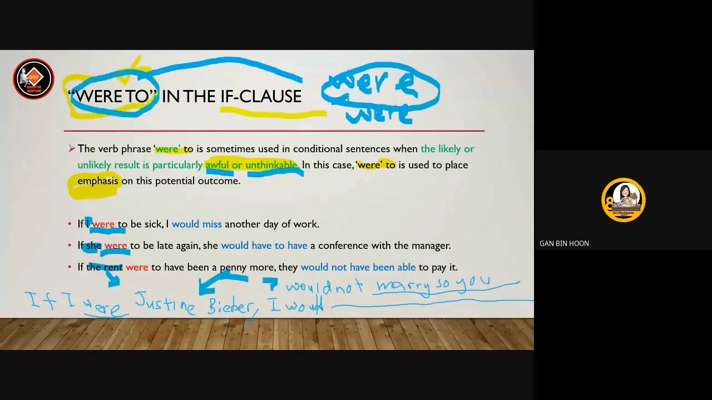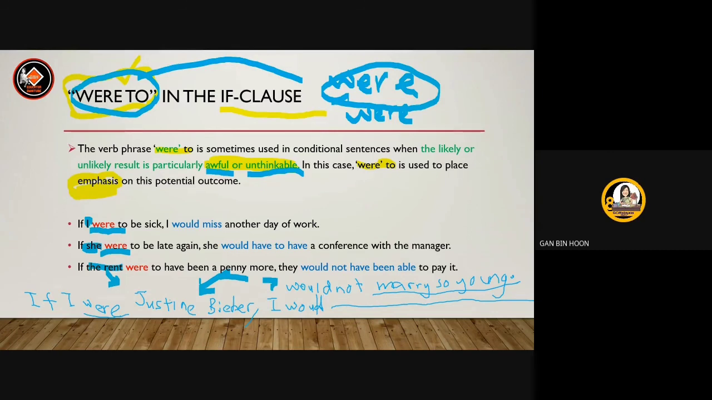Okay, bermaksudnya kalau saya Justin Bieber, saya tak mungkin kahwin awal. Atau masa saya muda. Why? Because I may lose my fans. Okay, peminat saya. If I were Justin Bieber, I would not marry So Young. Why? Because I would lose my fans. If I were Justin Bieber, I would.